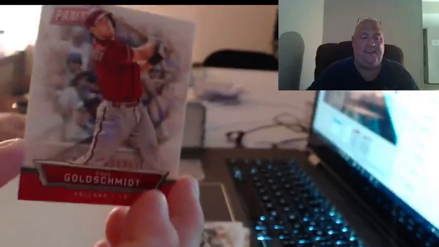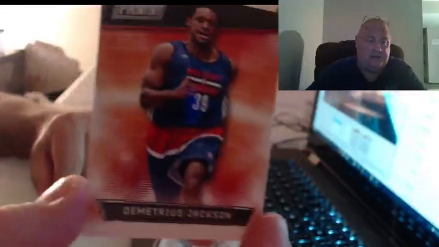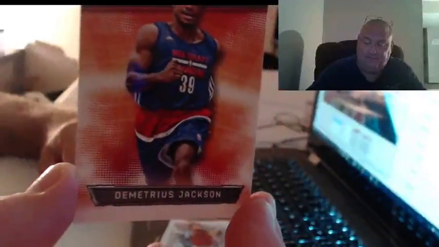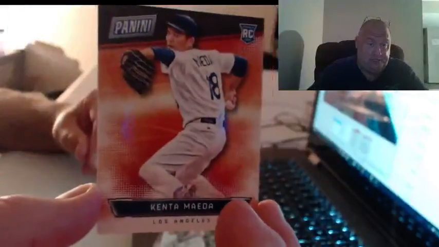Explosive short print coming up. Paul Goldschmidt. And the $14.99 Demetrius Jackson. They're all real high numbers. $1,300, $1,200. See, 0007. Magic Johnson. And $199. Japanese pitching sensation Kenta Maeda.